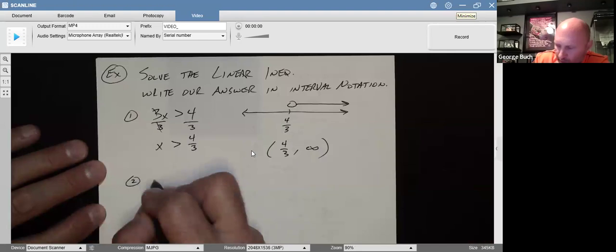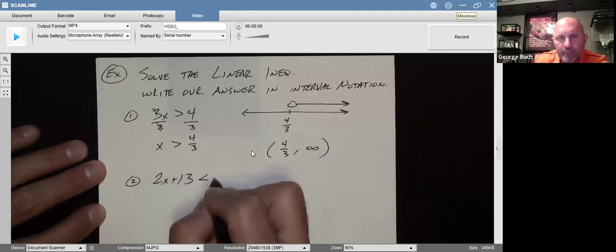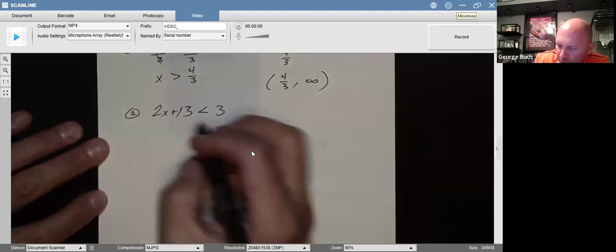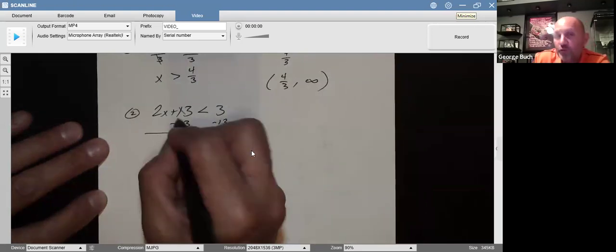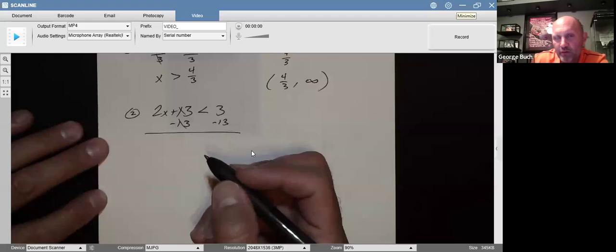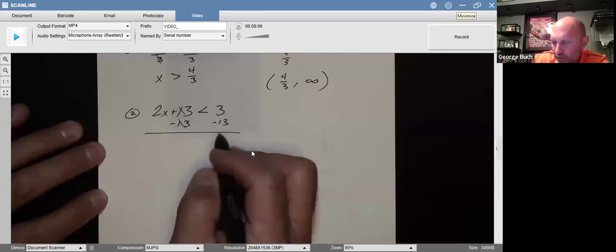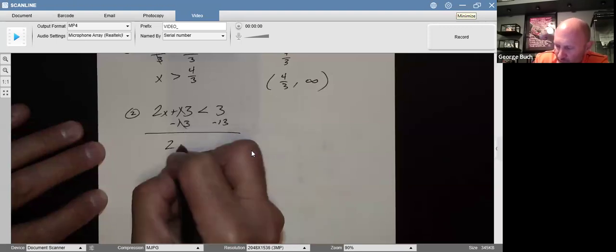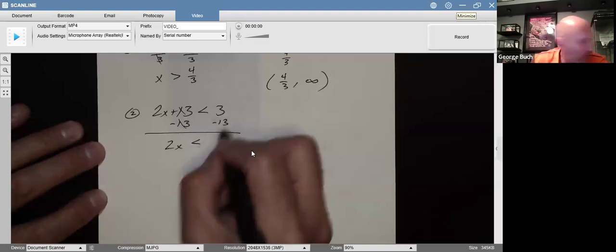What if I have 2x plus 13 is less than 3? So I do what? I have to subtract 13 from both sides. So it's okay if I'm subtracting a number. That doesn't affect the inequality symbol. It's only multiply or divide. So when I subtract 13, I end up with 2x on the left. 3 minus 13 is negative 10.